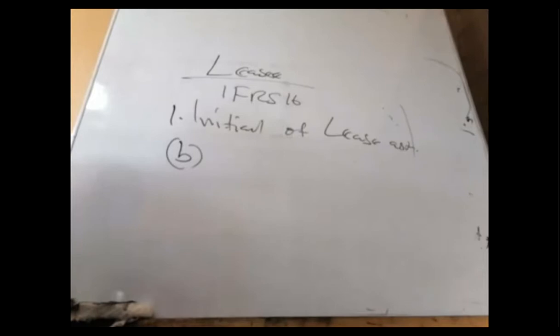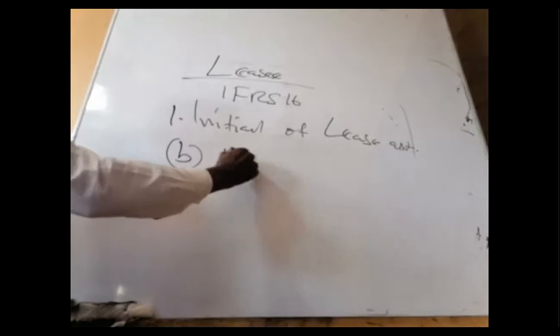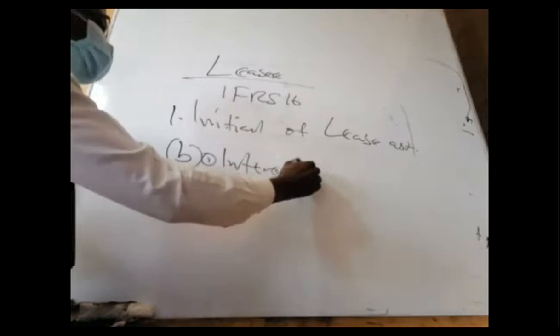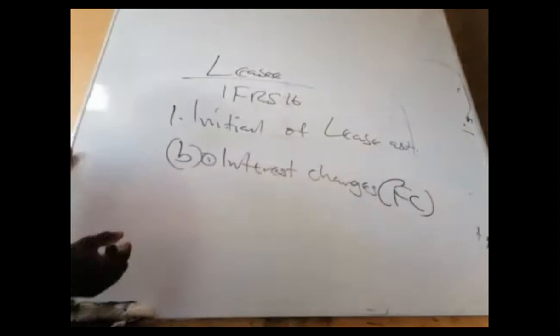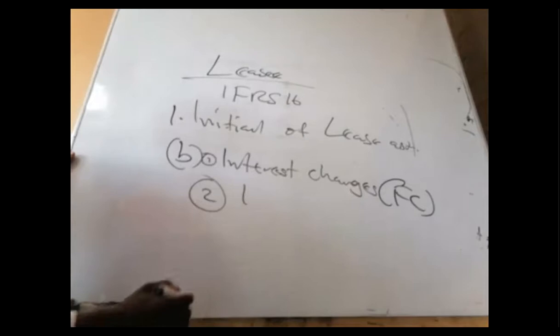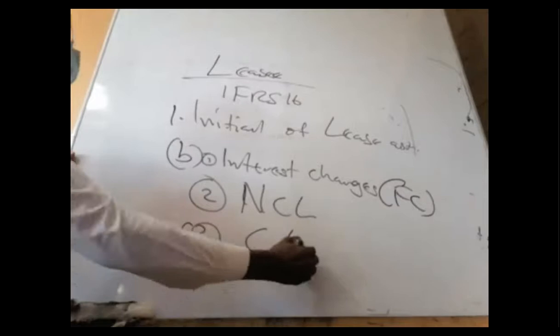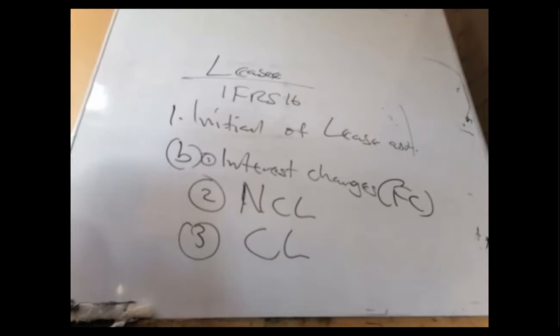The amount of the lease liability will be increased by the interest charges. So B1: interest charges will increase the lease liability, and will charge finance costs in your P&L. Number two, the liability should be broken into two: current liability and non-current liability. That's all. So we are done.